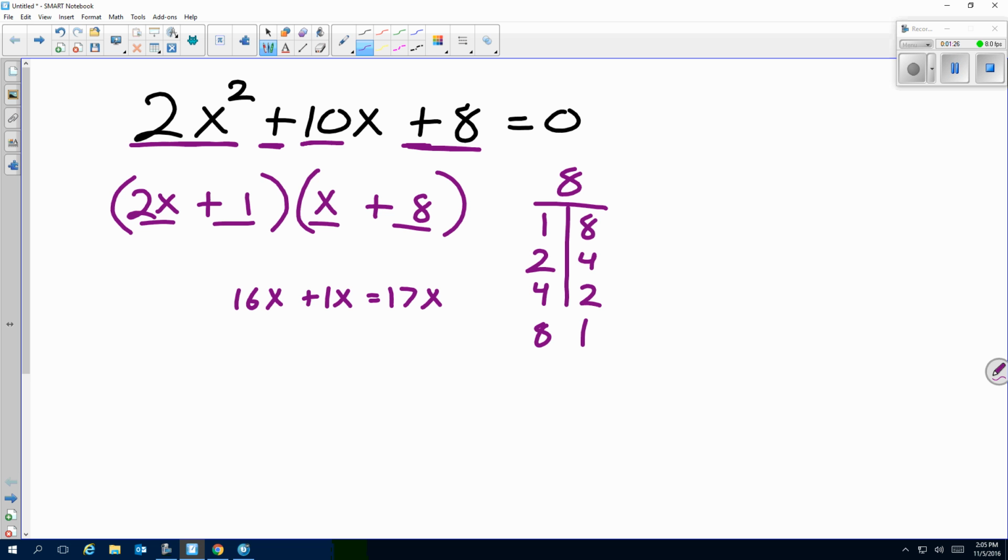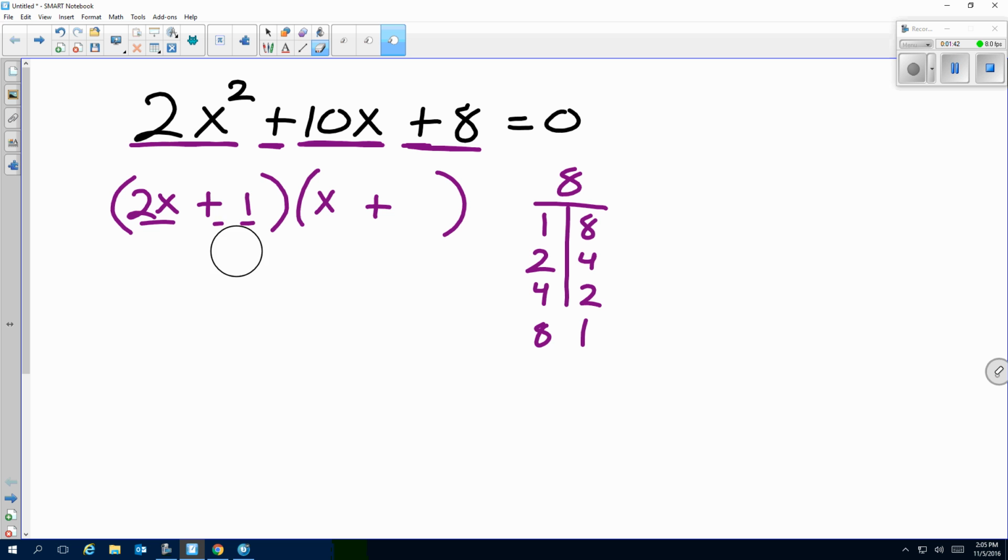Now, is 17x what I desired? I don't think so. Okay, so double check a couple of them. Luckily, we don't have too many options to have to go through. We can kind of FOIL and check everything out as we go along. Let's come in here and look at what the correct answer is.